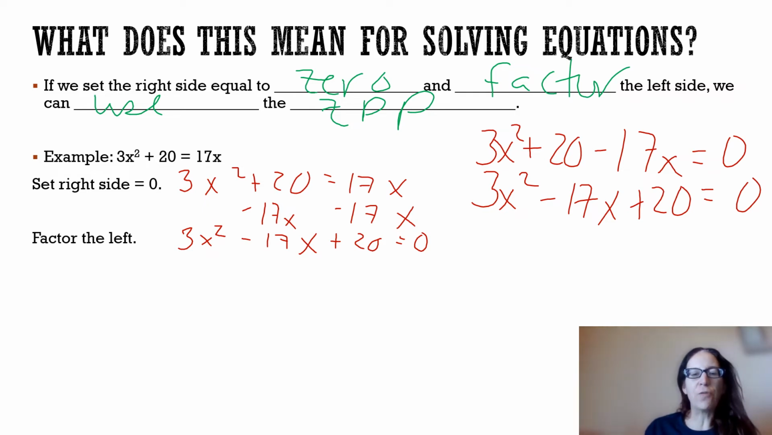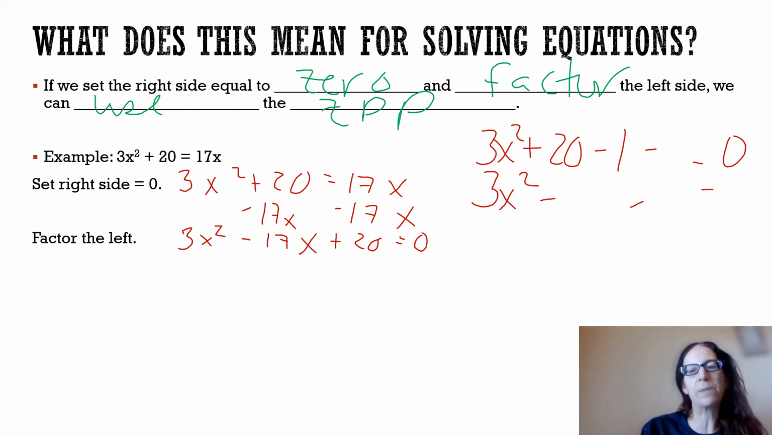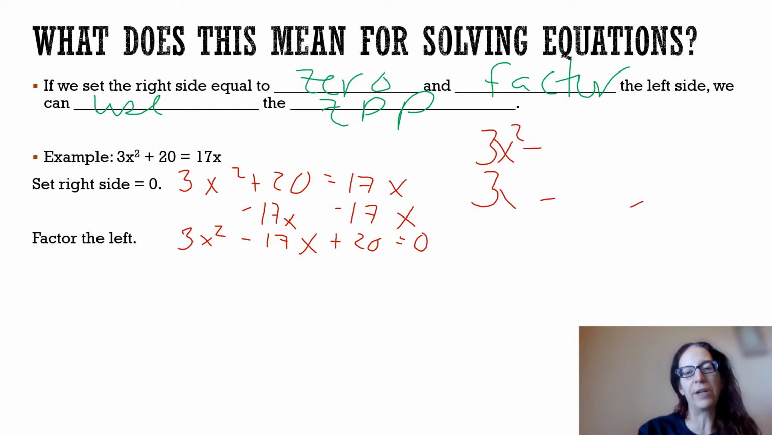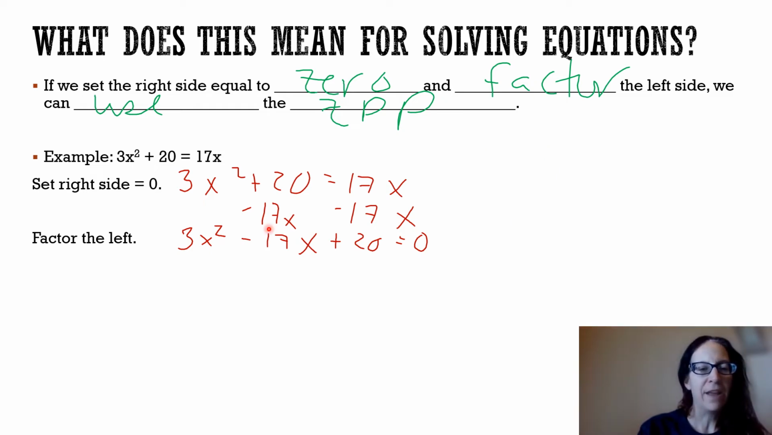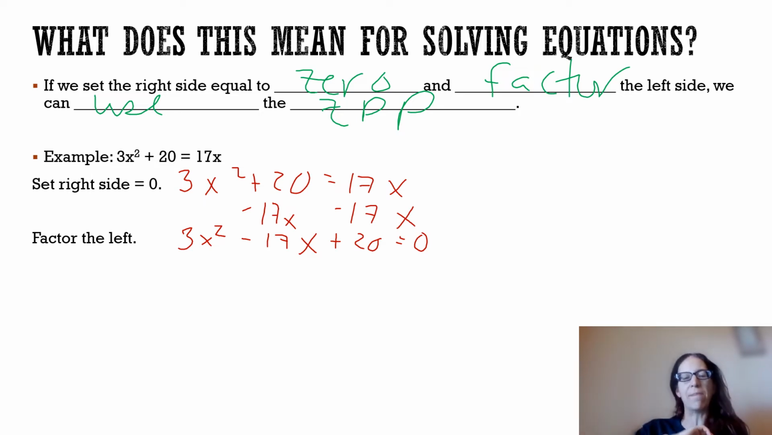Next step is to factor the left. And that's why we spend 4 class periods on factoring, because we need a way to get this left-hand side factored. So the first thing I'm going to do is look for a common factor. I do not see a common factor. 3 is a prime number, 17 is a prime number, so we are out of business, okay? And we don't have a common factor of x because the x was not multiplied all the way through.